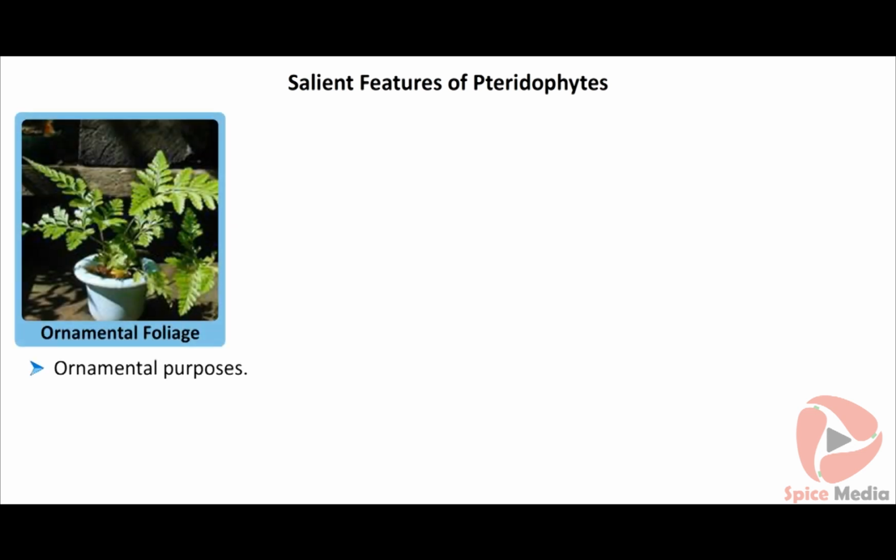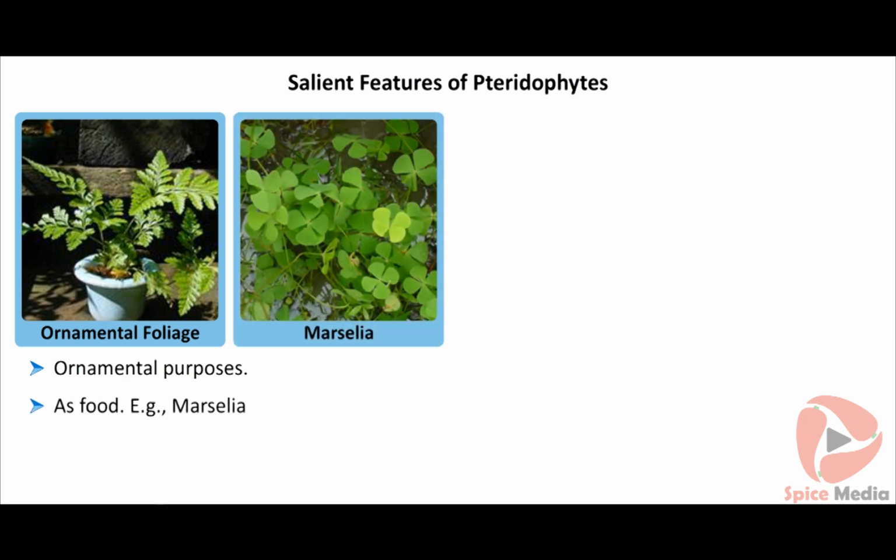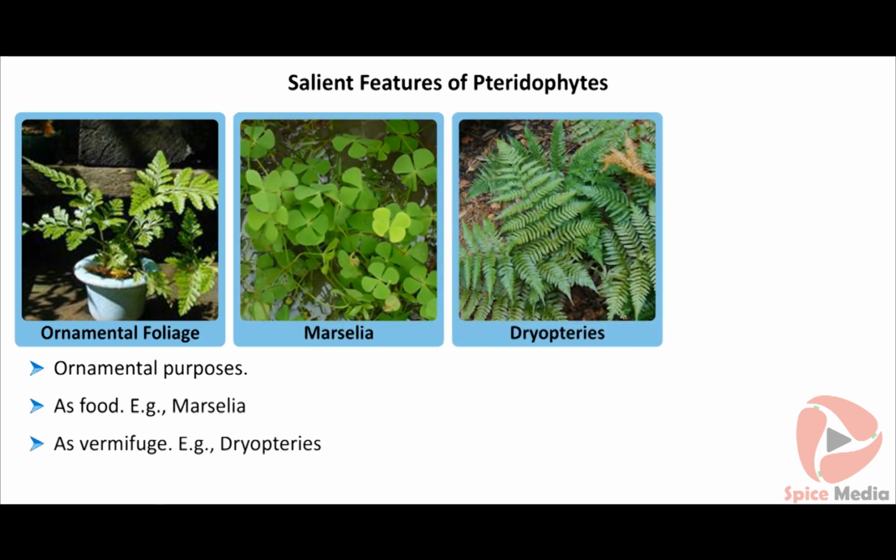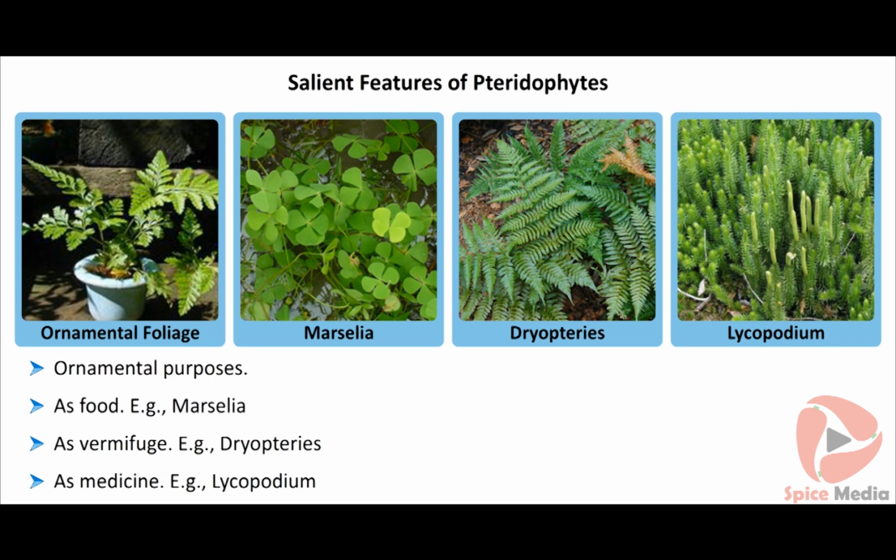Pteridophytes are grown as ornamental plants for their beautiful fronds. Marsilea is used as food. Dryopteris is used as a vermifuge. Lycopodium powder is used as medicine.